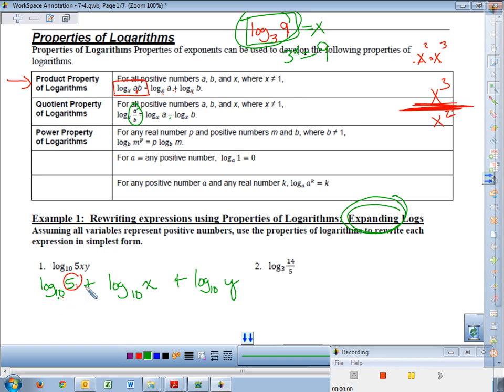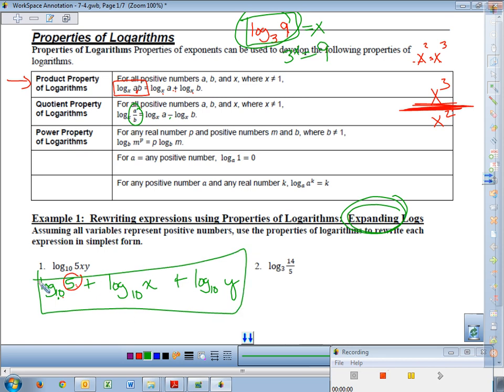Can 10 to some power equal 5? Yes or no? What about the 1/2 power? Is 10 to the 1/2 power 5? Like, is the square root of 10 5? Yes or no? So this is as simplified as it gets. You okay with that? Right?